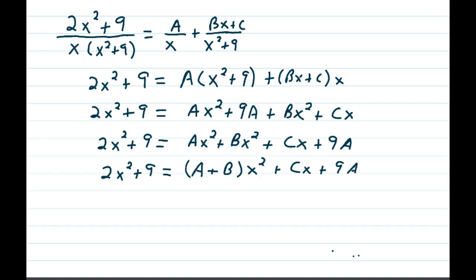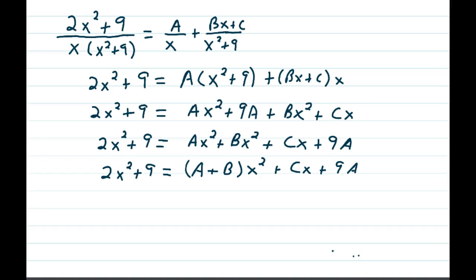So we're going to equate the coefficients. So we have 2x squared plus 9 is equal to a times (x squared plus 9) plus the quantity (bx plus c) being multiplied by x. So we distribute in both cases to get 2x squared plus 9 equals ax squared plus 9a plus bx squared plus cx. Moving things around a little bit, we'll put the x squared terms together and get 2x squared plus 9 is equal to ax squared plus bx squared plus cx plus 9a. Now we can factor that ax squared plus bx squared into (a plus b) times x squared, cx and 9a staying the same.